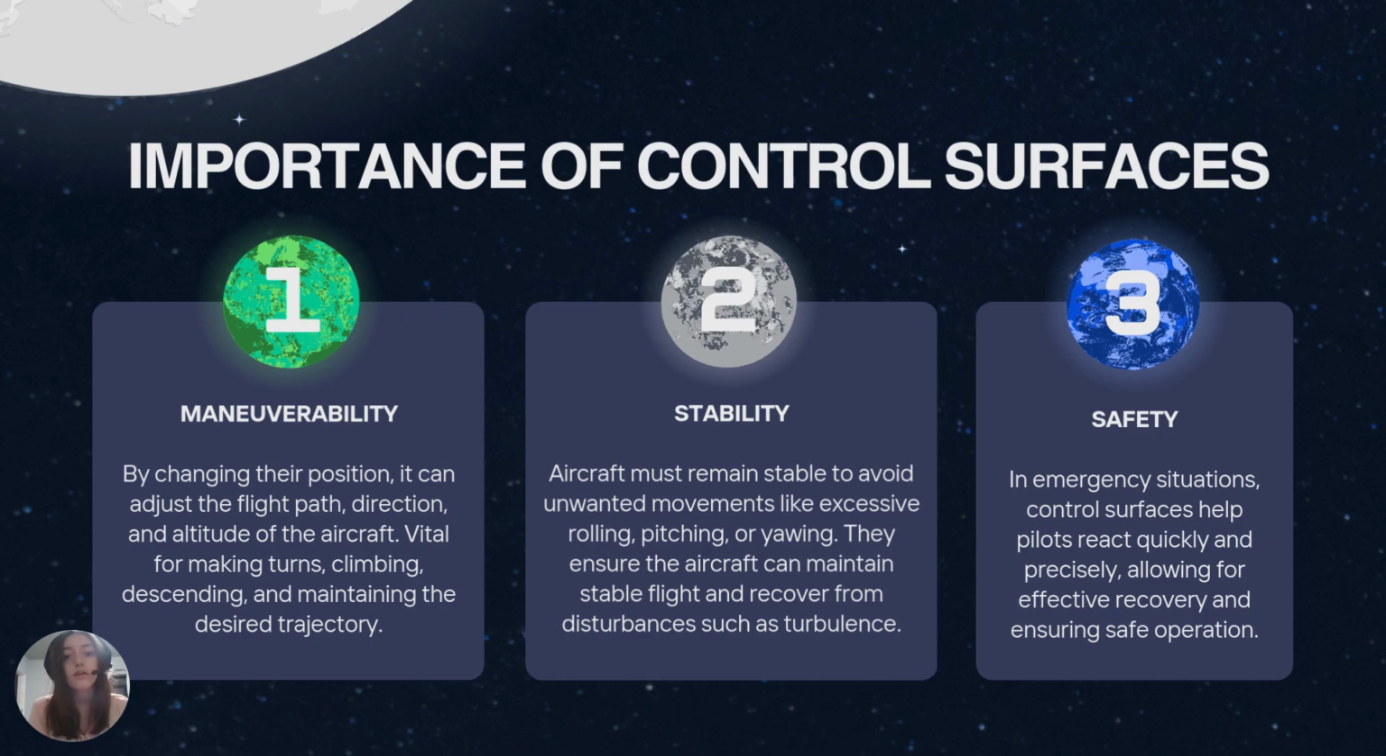The stability: an aircraft must remain stable to avoid unwanted movements like excessive rolling, pitching, or yawing. They ensure that the aircraft can maintain a stable flight and that it can recover from disturbances such as turbulence. And lastly, safety. In emergency situations, the control surfaces are the ones that help the pilots to react quickly and to be precise, which allows them to have an effective recovery and will ensure a safe operation.